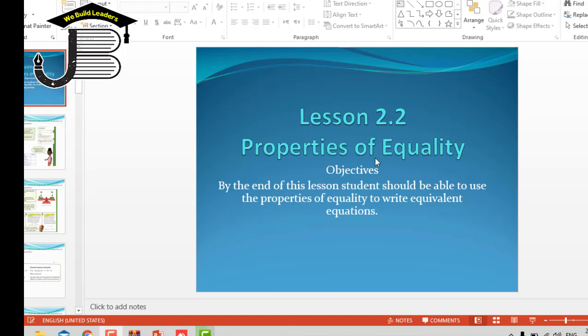Today we will be discussing lesson 2, properties of equality. Our objective for today: by the end of this lesson, students should be able to use properties of equality to write equivalent equations. Here we start.